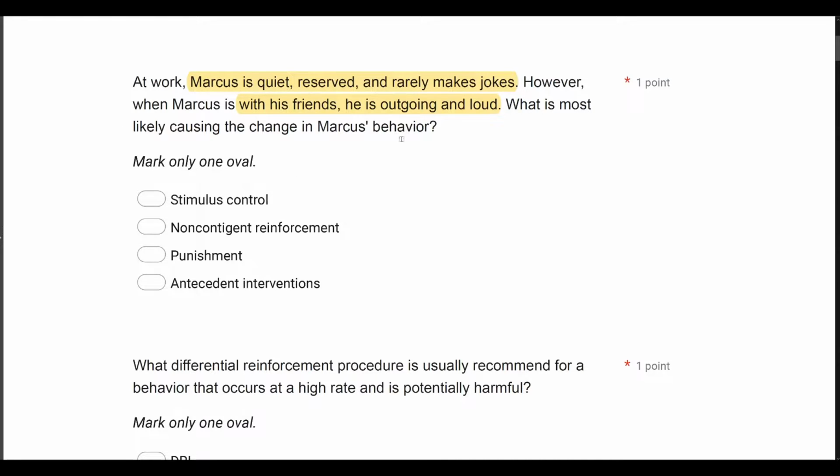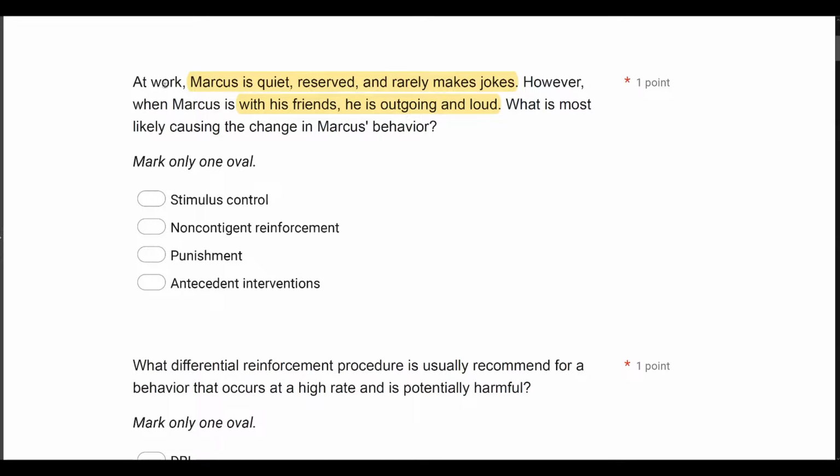Non-contingent reinforcement. Well, we're not talking about non-contingent reinforcement here. There's no reinforcement on the schedule. C, punishment. We're not sure what's maintaining these behaviors. We can maybe assume there's some sort of punishment contingencies at play, but we can't say for sure. And then D, antecedent interventions. No interventions are going on.